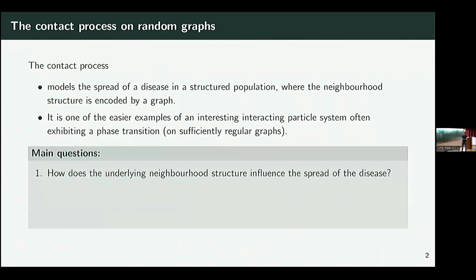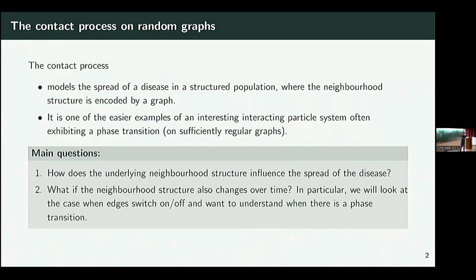Good. And so what are the main questions? Obviously, because you've introduced the structure behind this, you want to understand how the structure influences how the disease is spread across your graph. What I want to focus on in this talk is what happens if this neighborhood structure changes over time. So you can see the parallels to the talks that you heard earlier. In particular, I want to be looking at the case where you have some graph and then there's a switch edges on and off over time. And I want to understand, when does my process still show phase transition? What changes if I introduce these extra dynamics?